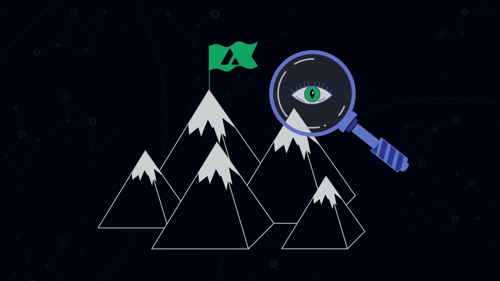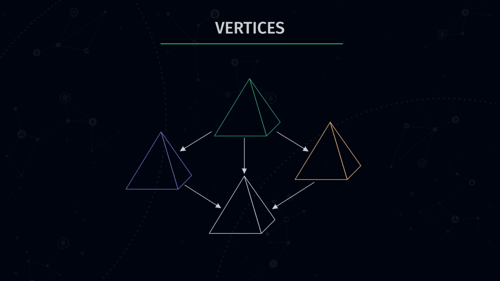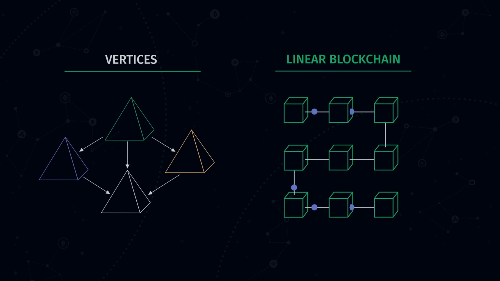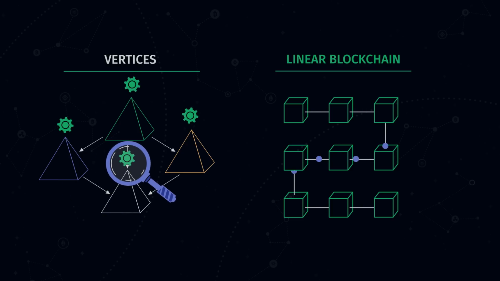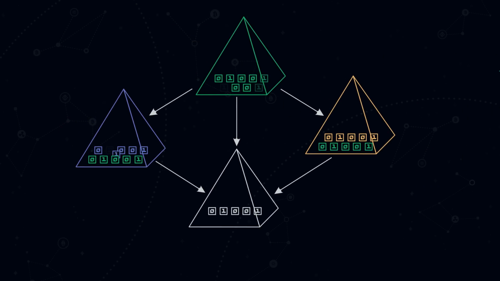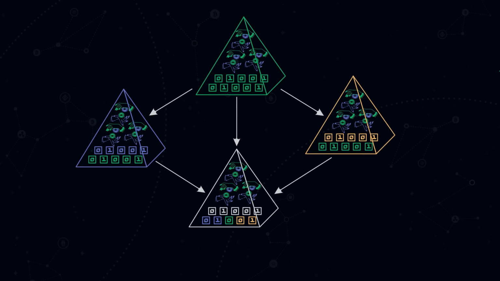But what exactly are we talking about when we talk about vertices? Vertices on Avalanche can be compared to blocks in a linear blockchain. However, here, they are one of the most important optimization tricks. Vertices contain their parents' hashes and a list of transactions, and allow transactions to be batched and voted on in groups, rather than each one individually.